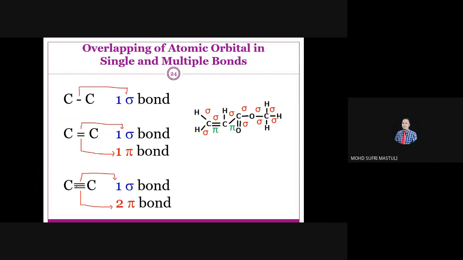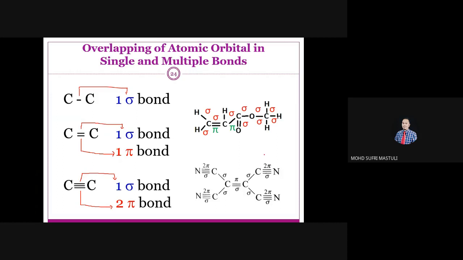Single, double, or triple all has sigma. The pi bonding is only for the double and triple. For example, in this bonding, double bond, one sigma, one pi. For this double bond, one sigma, one pi. If you are asked to count how many sigma, how many pi, you have to count every single bond.